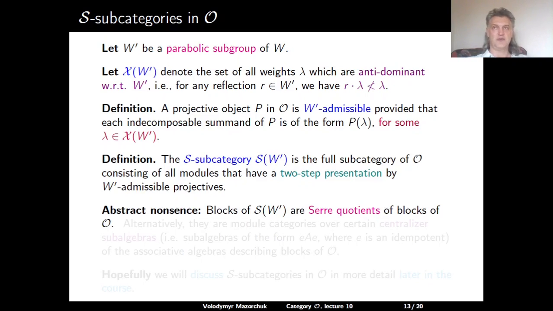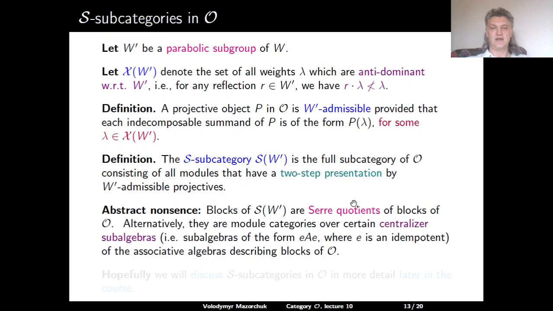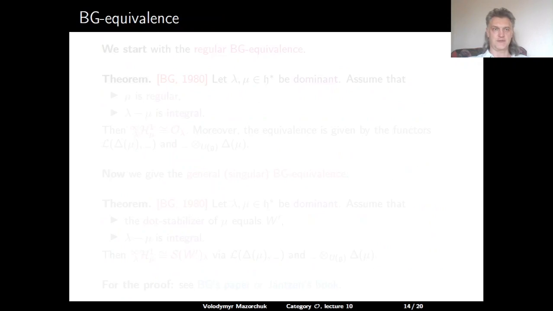Using the abstract theory of subcategories and centralizing subcategories, blocks of S_W' are subquotients of blocks of category O. Alternatively, they can be viewed as module categories over certain centralizer subalgebras of the form EAE, where E is an idempotent, and A is the associative algebra describing the block of O. Hopefully, we will discuss subcategories later in the course, but we will need them in this lecture to formulate the BG equivalence for categories of Harish-Chandra bimodules.